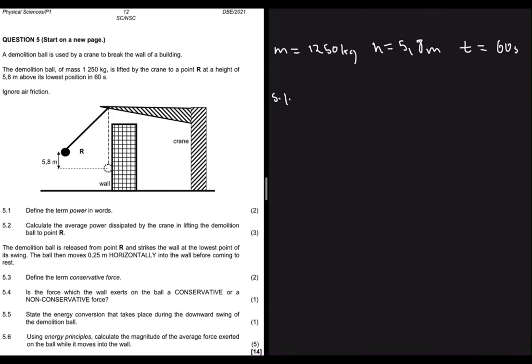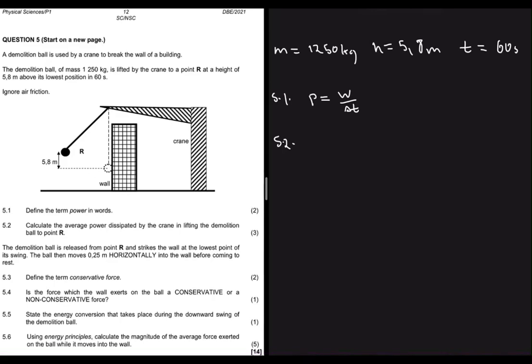And then the first question, 5.1, says define the term power in words. So power, the formula for power is given as work divided by delta T. So from this formula, you can define power as the rate at which work is done. 5.2 says calculate the average power dissipated by the crane in lifting the demolition ball to point R.